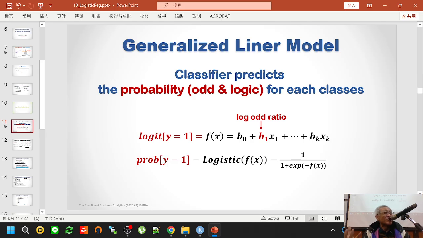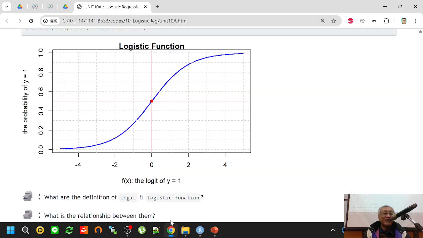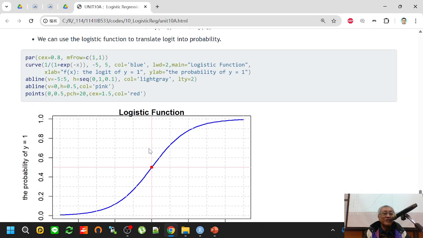So this is logistic regression, because we are now predicting the probability of y equal to 1 instead of predicting y itself. We need to do a transformation from this linear combination back to the probability of y equal to 1. It basically uses this mathematical form to do the transformation, and this mathematical form is the logistic function, as we drew at the end of this notebook.